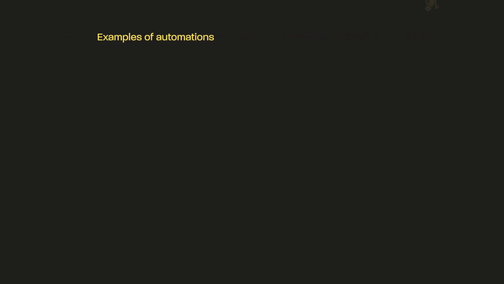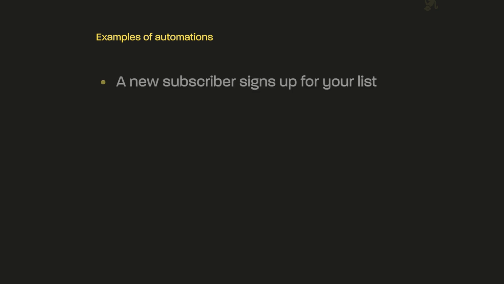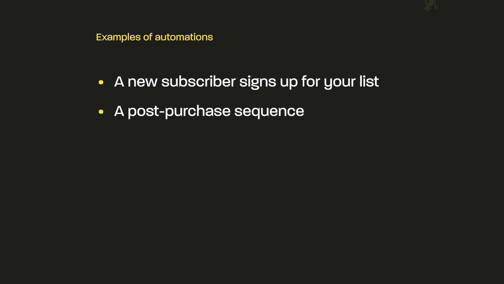So let's look at a few examples of automations. An automation can happen when a new subscriber signs up for your list, so a welcome email. It can send an automation post-purchase. If somebody buys something from you, then maybe they can get an automation. You received an automation if you bought Chimp Essentials from me, saying thank you for buying the course, and then a series of emails to help you get through the lessons.